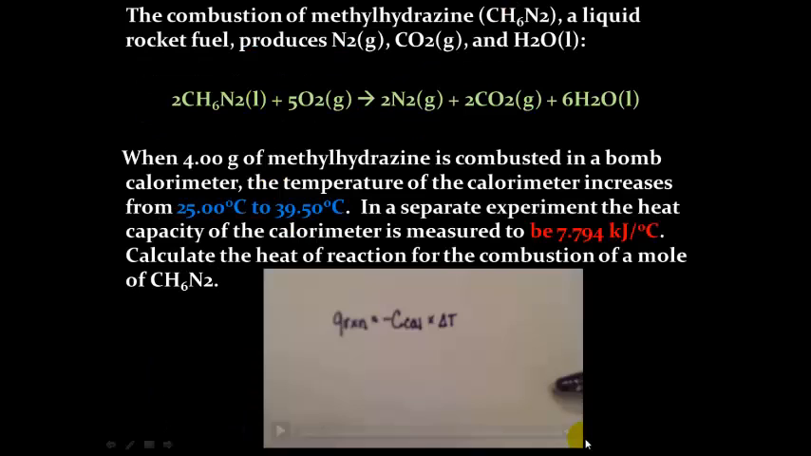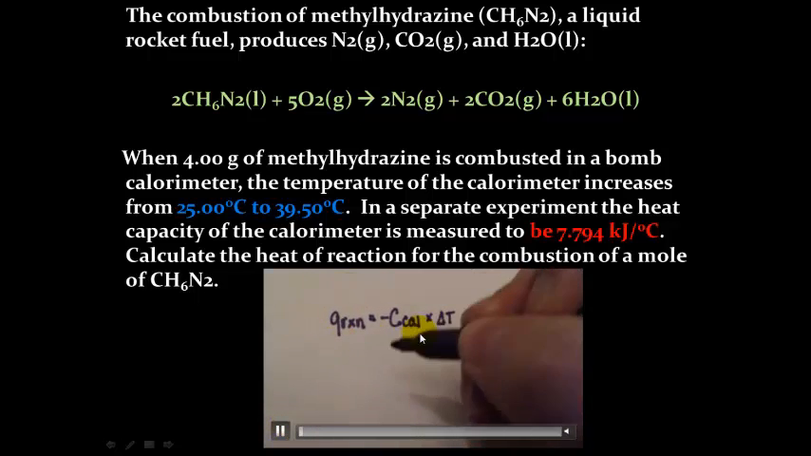So here's an example of a bomb calorimetry problem. The combustion of methyl hydrazine, a liquid rocket fuel, produces nitrogen, carbon dioxide, and water. So you can see why you would not be able to do this in a coffee cup. Okay, so here's the reaction. When 4 grams of methyl hydrazine is combusted in a bomb calorimeter, the temperature of the calorimeter increases from 25 degrees Celsius to 39.5 degrees Celsius. In a separate experiment, the heat capacity of the calorimeter is measured to be 7.794 kilojoules per degree Celsius. Calculate the heat of reaction for the combustion of a mole of methyl hydrazine.